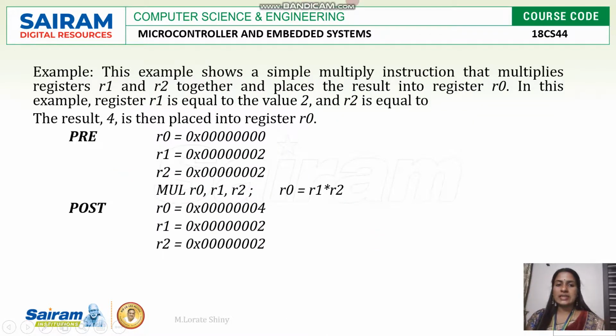Then the example: MUL R0, R1, R2. Here R1 and R2 will be multiplied and the result will be stored in R0. R1 is 2, R2 is 2. 4 will be saved in the R0 register. You can see in the post. So these are about data processing instructions. R0 is 0, R1 is 2, R2 is 2. When we multiply we will get 4, which is stored in the R0 register.